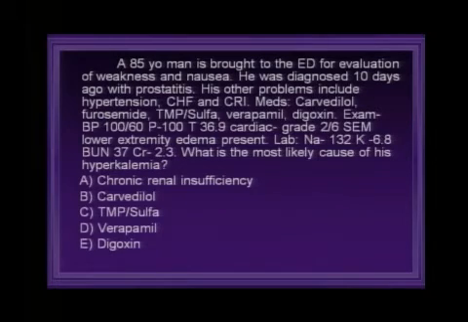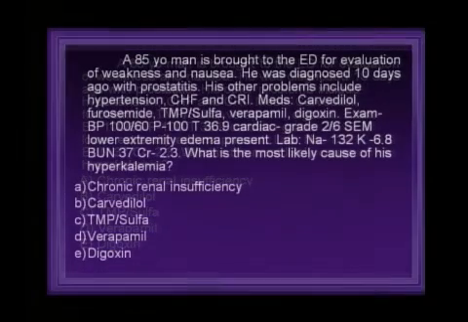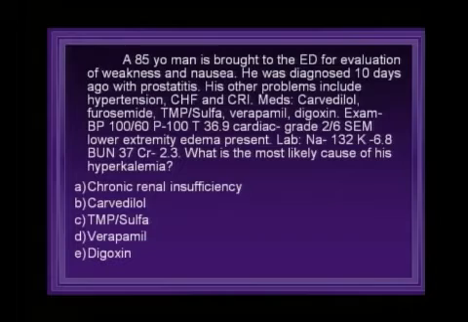So a guy with weakness and nausea was diagnosed 10 days ago with prostatitis. He's got heart failure, hypertension, renal insufficiency. You see his meds. You see that he's got a temp of 36.9. He's tachycardic, and he's got a K of 6.8. So what is the most likely cause of this hyperkalemia? Chronic renal insufficiency, carvedilol, trimethoprim-sulfa, verapamil, or digoxin?